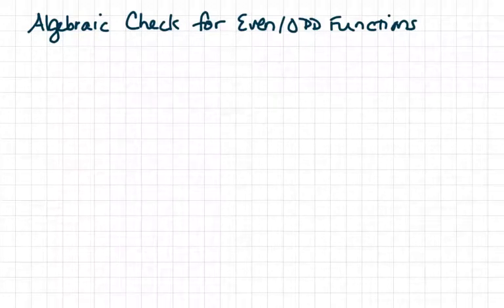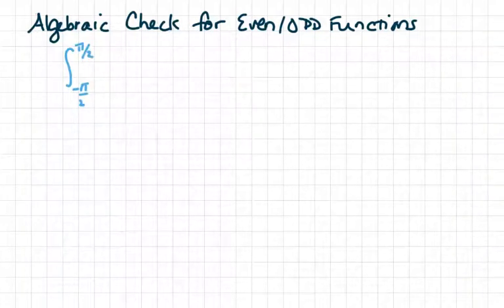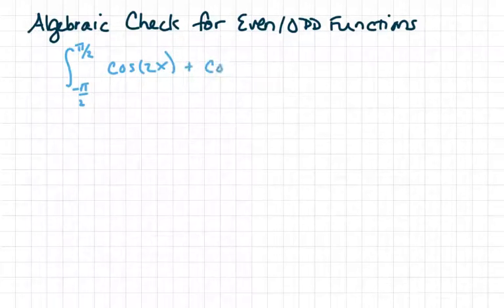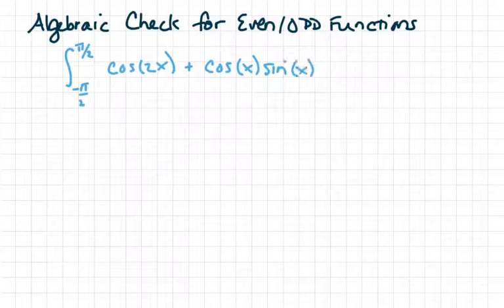So let's do an example where we have an integral and we'll use an algebraic check for even and odd functions to see if we can use symmetry on it. And again, symmetry is a powerful concept in mathematics and often leads us to a more efficient way of doing a problem. So the problem at hand is the integral of cosine of 2x plus cosine of x sine of x dx.